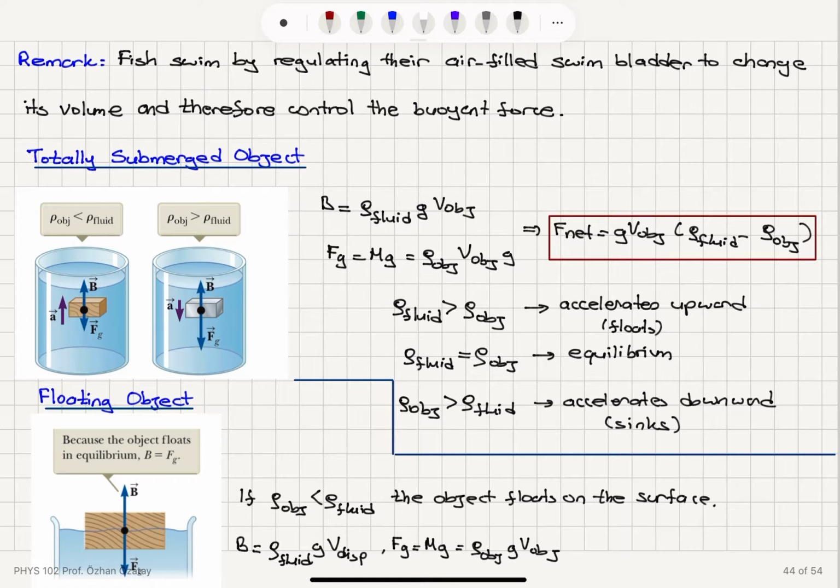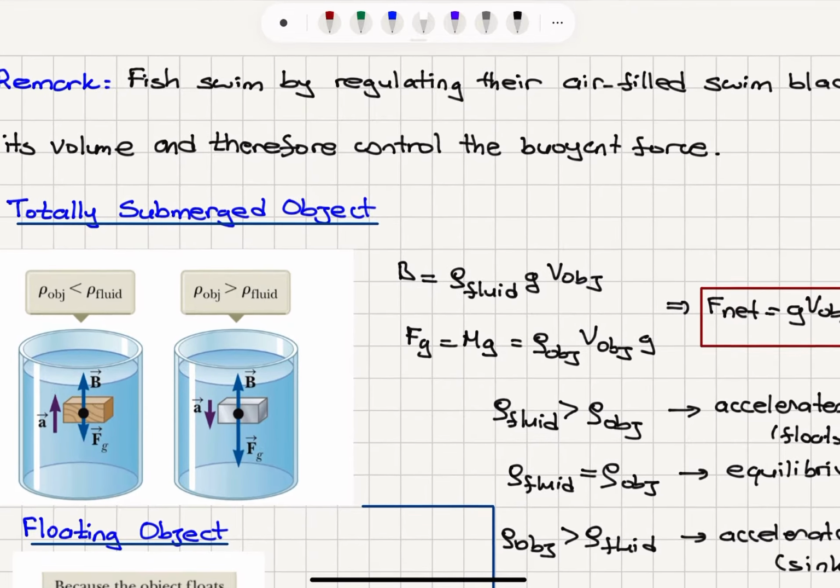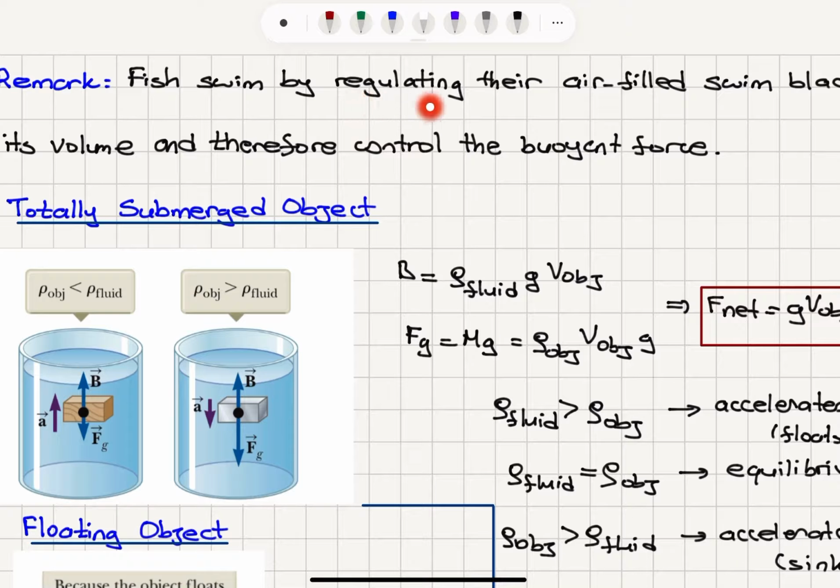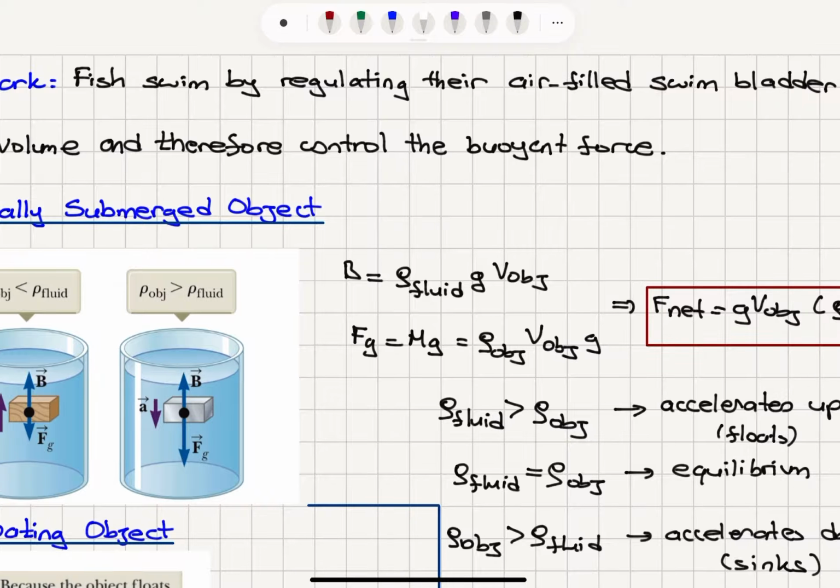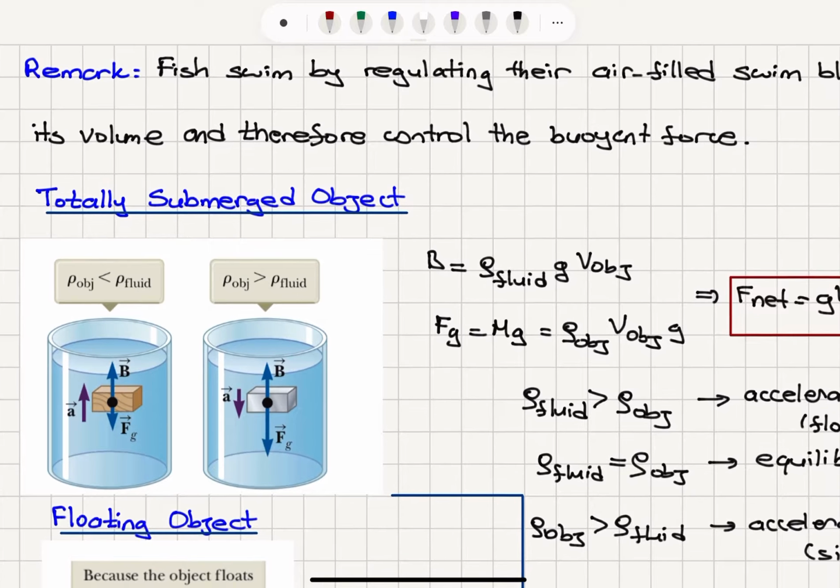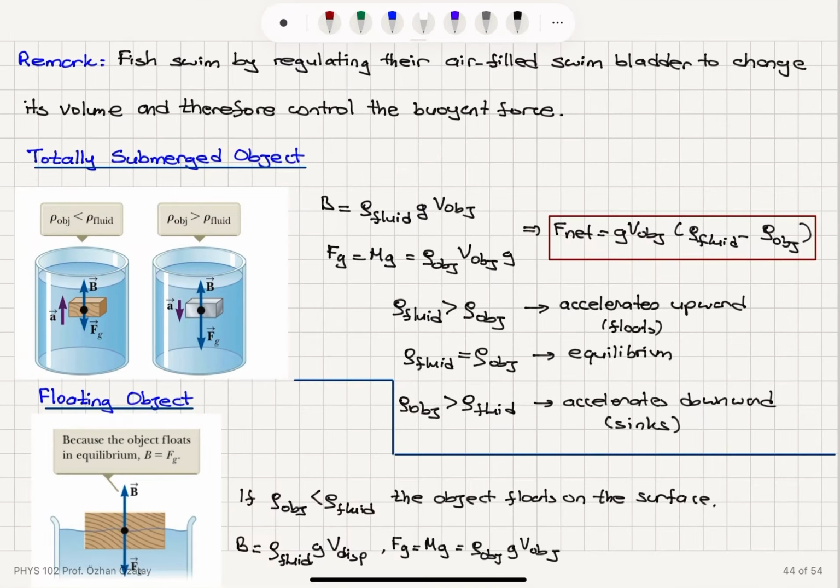So this actually has an important application. If you think about fish, they swim by regulating their air-filled swim bladder so that they change their volume and therefore control the buoyant force. Regulating the air-filled swim bladder modulates the buoyant force that you feel, and the fish can swim easily by doing so.